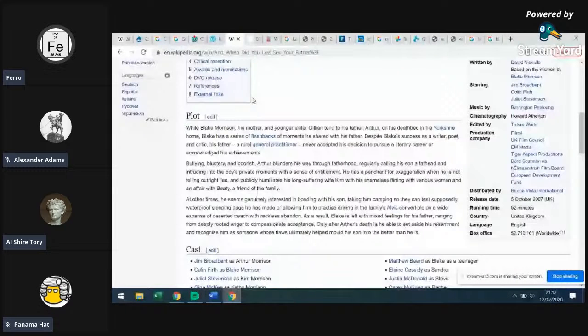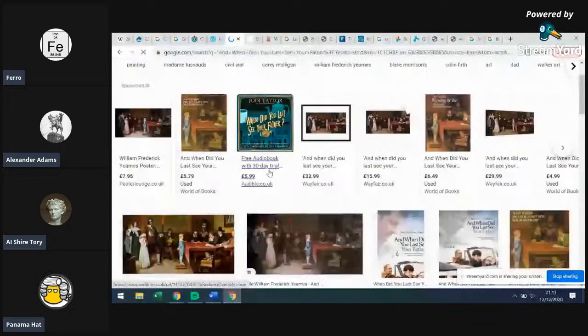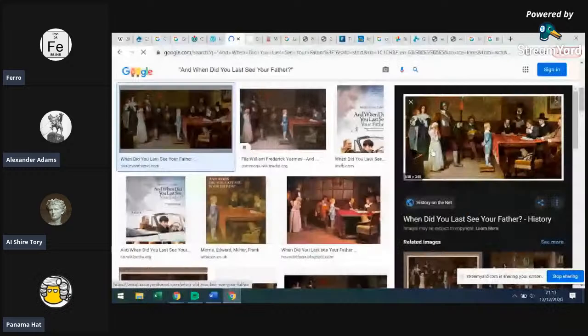Okay, that was wrong. What the other painting you had was, And When Did You Last See Your Father? Wasn't it? Yes, that's right. Is that Cromwellian as well, is it? When Did You Last See Your Father? Sorry, one moment. I accidentally closed the page.